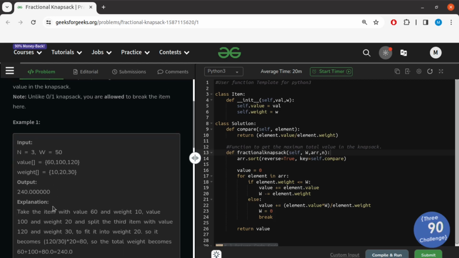Now the objective is to fill the knapsack in such a way that we maximize its profit. So let us understand the problem with the help of an example, and then we will discuss the solution as well. If you look at this example, n is equal to 3, so there are 3 items given to us. The weight of the knapsack given to us is 50.